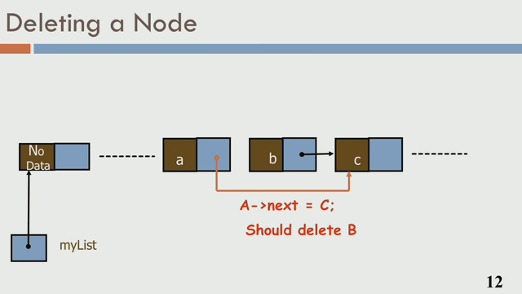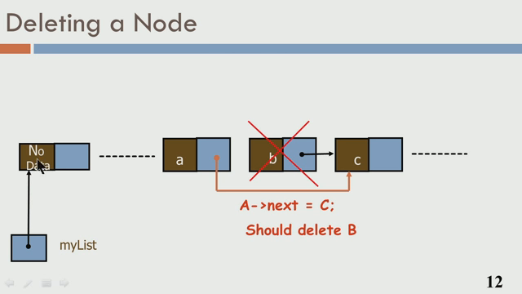And we should also delete B in the process, because right now this node is still in memory, and if we don't delete it, it's going to be a problem, right? So we need to be able to delete this also, and this will be reclaimed by the operating system. So let's see how to do that.